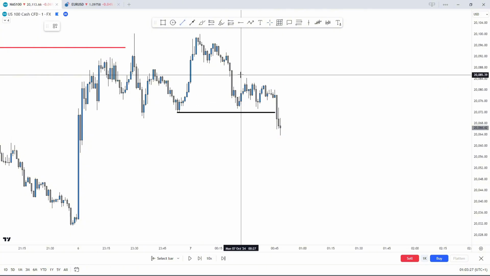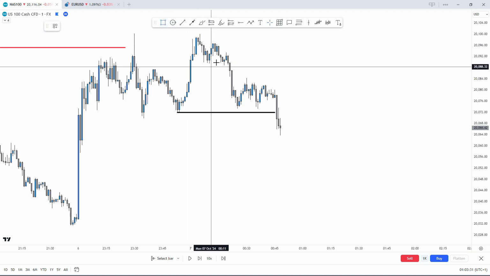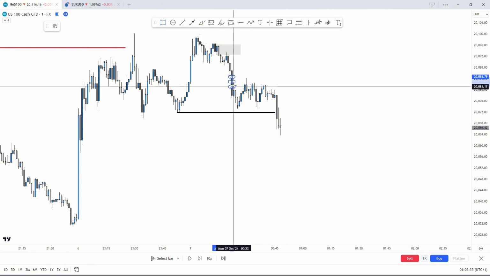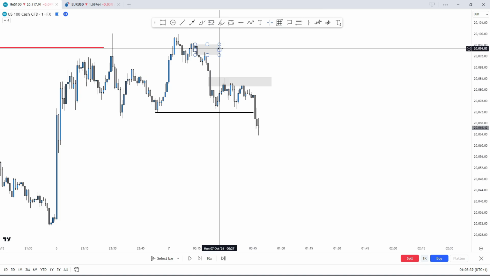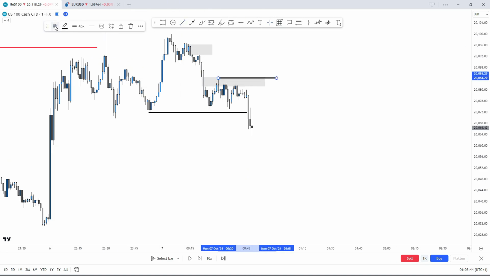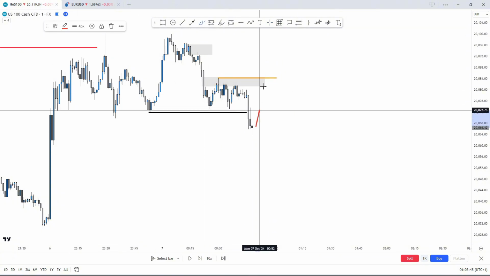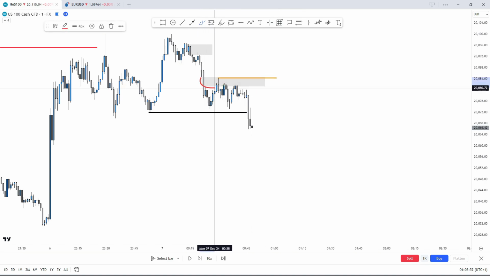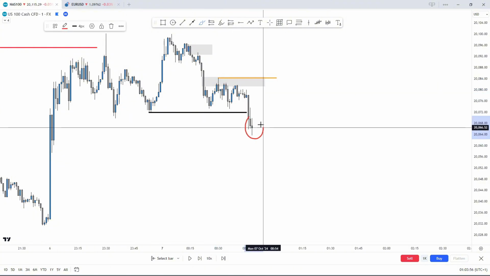So we've seen the shift in structure. Now let's talk about the entry for this trade. Price has mitigated the supply zones up here. It has mitigated the fair value gap here, and it has now made a new break in structure. So I'm going to take the point of invalidation for this trade, this high over here, because I don't expect price to come above this high, or else the trade idea would be invalidated, because we can see price successfully mitigating a fair value gap and then making a new structural level.